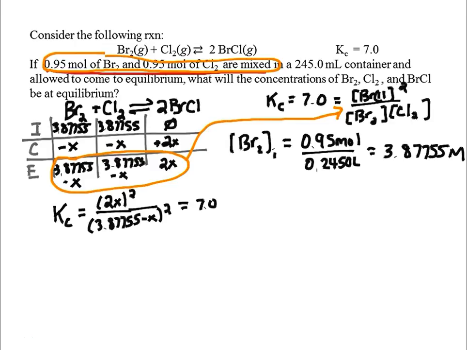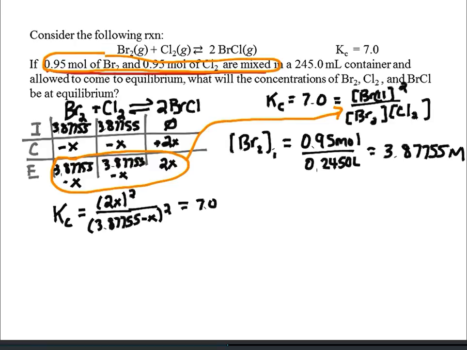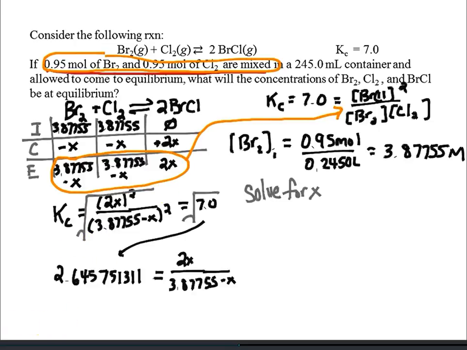So the easiest way to solve for this is to, since we have a squared term in the numerator and a squared term in the denominator, we're just simply going to take the square root of both sides, and that should eliminate the 2 exponents there. And so now we're going to move this expression to the other side.